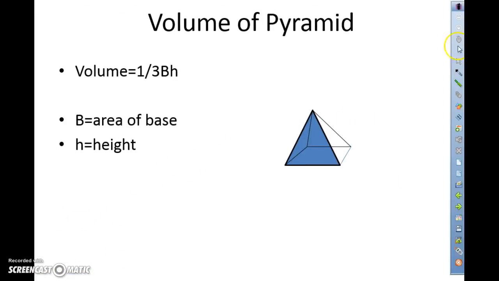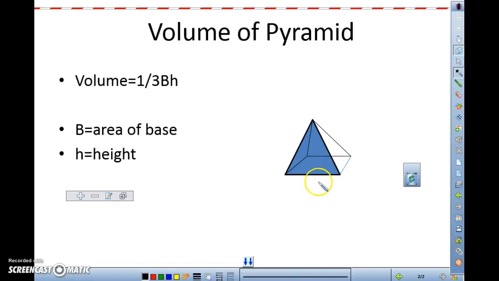So if we were to let this pyramid have a base that was 4 by 4, and the height was 6. So it really has the same dimensions as the rectangular prism that we did previously. Try to drive home what this 1/3 is all about. So 1/3 times the area of the base, so again 4 times 4, times the height, which is 6.